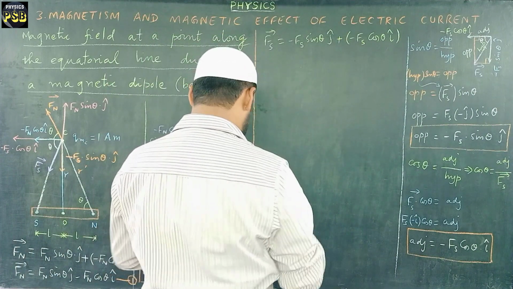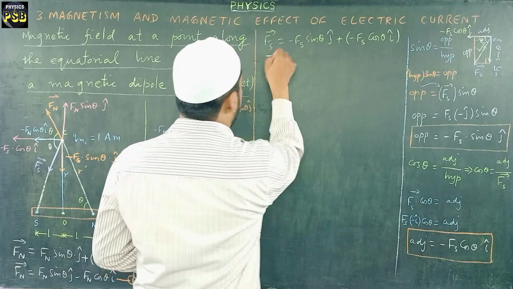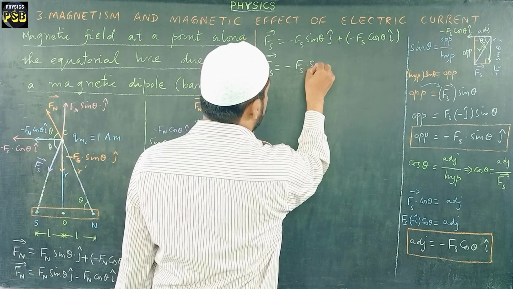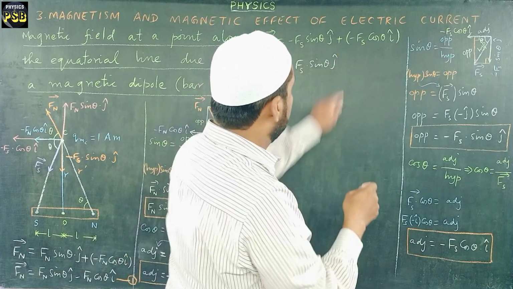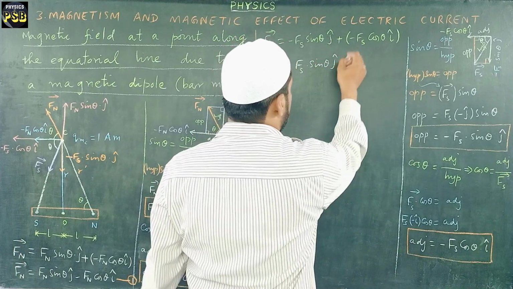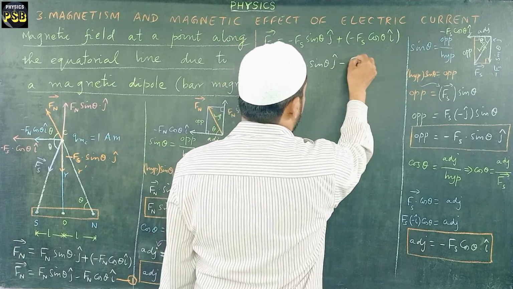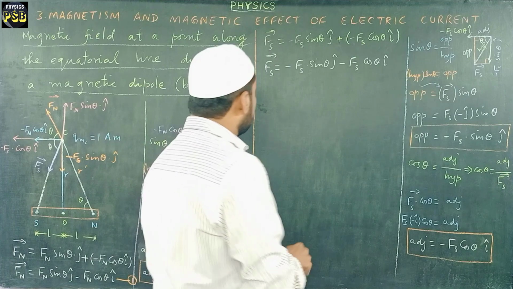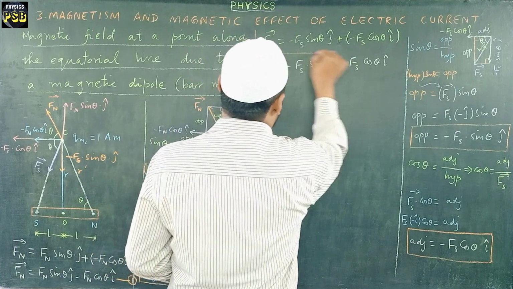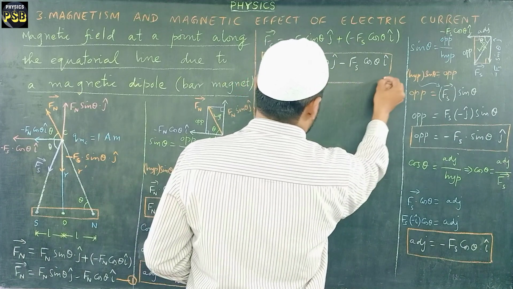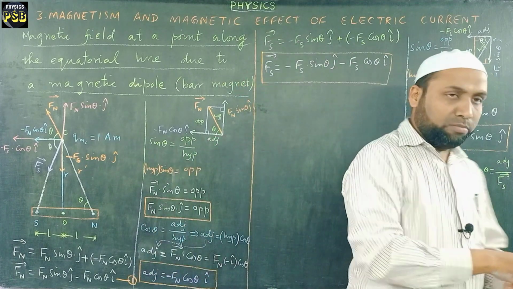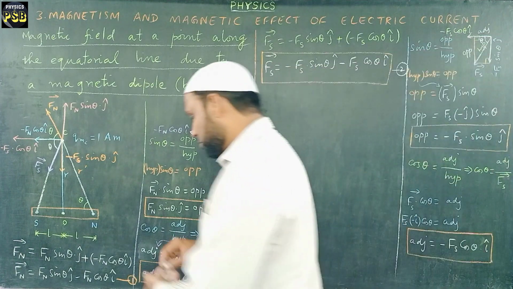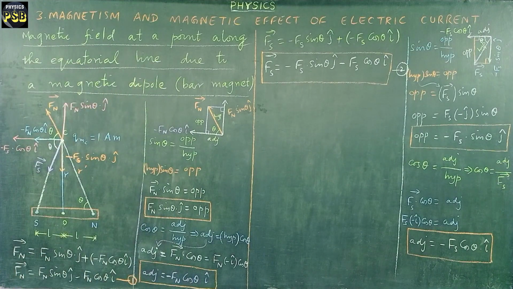I get this. The next step. Fs vector is equal to minus Fs sin theta j cap. Here minus and plus becomes minus. If you multiply these two, we get minus Fs cos theta i cap. Okay, I box this. Now it is taken as equation number 2. For better visibility, I box this one as well.